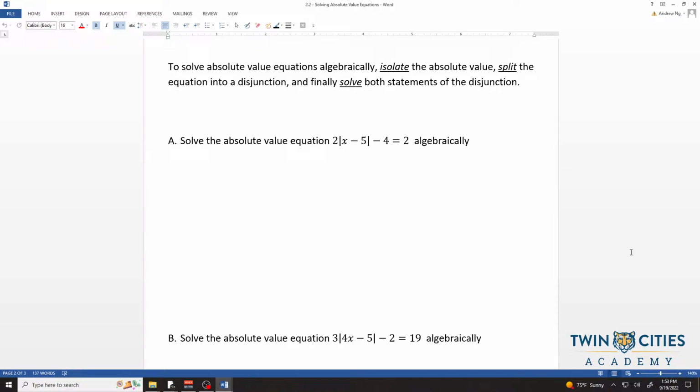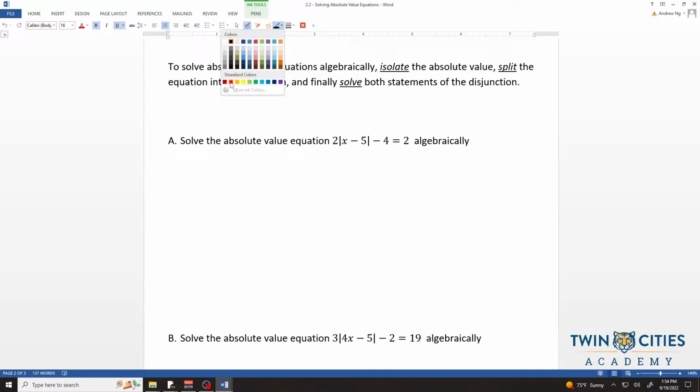I'm going to split the equation into a disjunction, and then finally, I'm going to solve both statements of that disjunction. So my first one here, solve the absolute value equation 2 times the absolute value of x minus 5 minus 4 equals 2. Now we already know the solution because we graphed it above. We know that x equals 2 or x equals 8, but let's see if we can do this algebraically. First, isolate the absolute value. So that means get this absolute value of x minus 5 by itself.